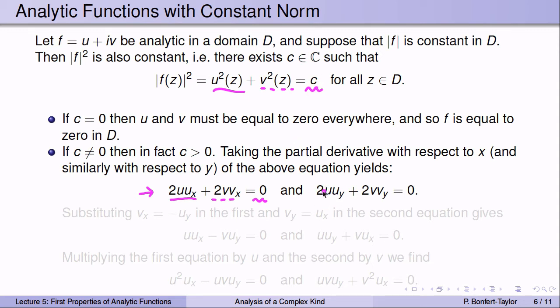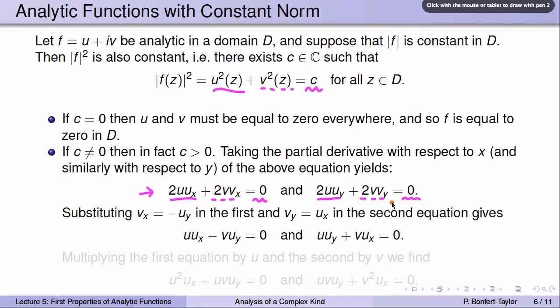Over here, you see what happens when you take a derivative with respect to y. You get 2uu_y plus 2vv_y is equal to 0. Now let's use the Cauchy-Riemann equations. Remember that v_x is equal to negative u_y, and we're going to substitute this fact in this first equation. So instead of v_x, we'll write negative u_y. And in the second equation, we're going to use that u_x is equal to v_y and substitute v_y with u_x. And we'll also divide by 2 here.